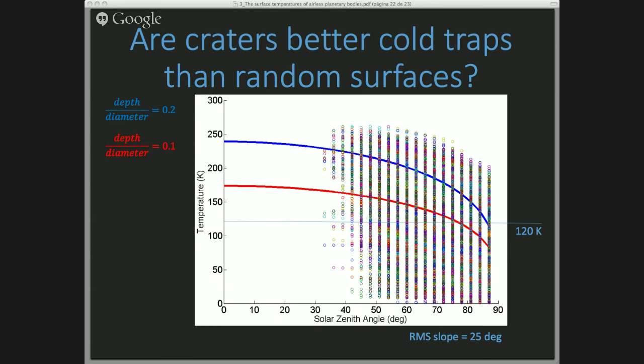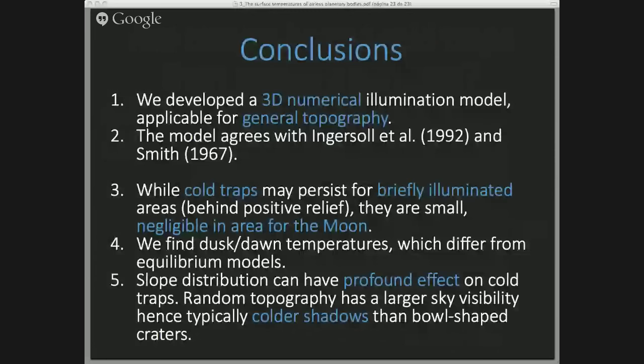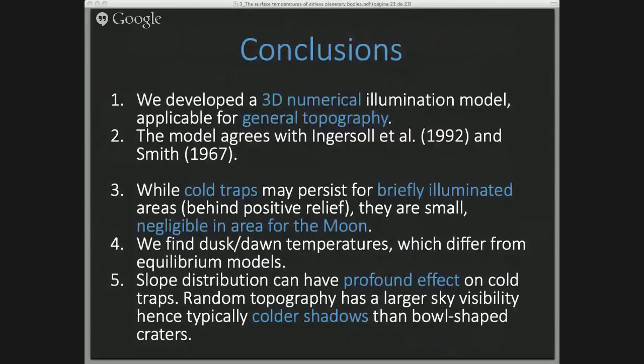Okay, so let's talk about conclusions. We have actually just finished it a couple of weeks ago. We developed a 3D numerical illumination model that is applicable for any general topography, and compared it successfully to several models from the past. And I want to talk briefly about illuminated cold traps. While they might exist, as I told you, they are very small and, I would say, rare and negligible in area for the moon.